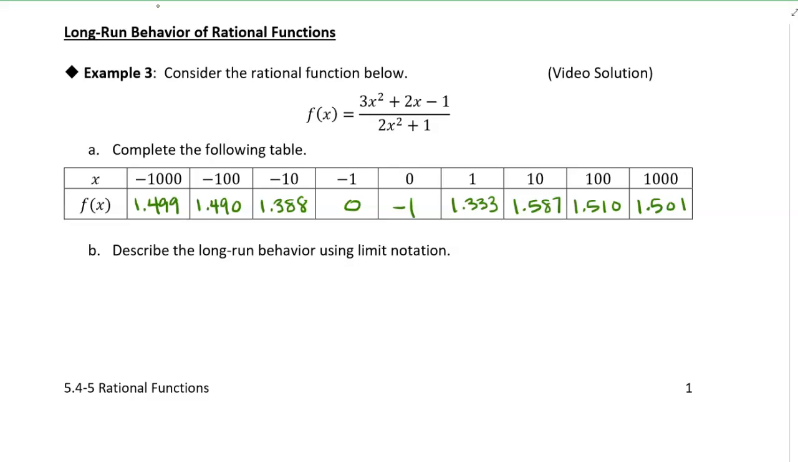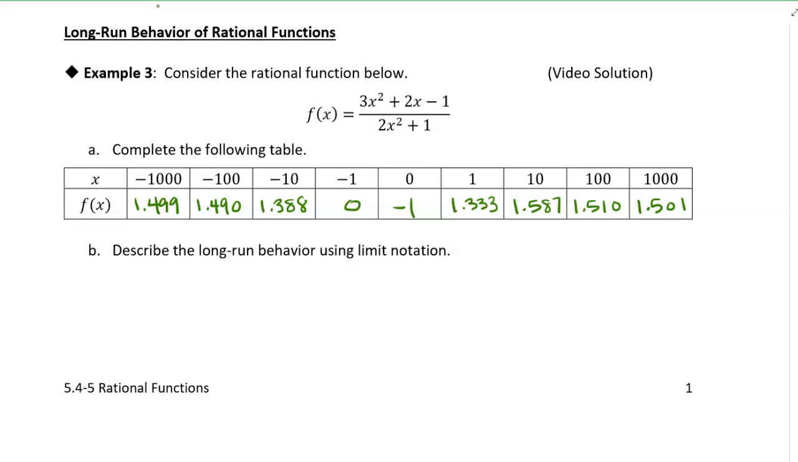It's coming at it from a different direction, though. It's coming up from the bottom. It's getting closer to 1.5, but it's coming at it from numbers that are less than 1.5. Whereas on the other side, we were coming down to 1.5.